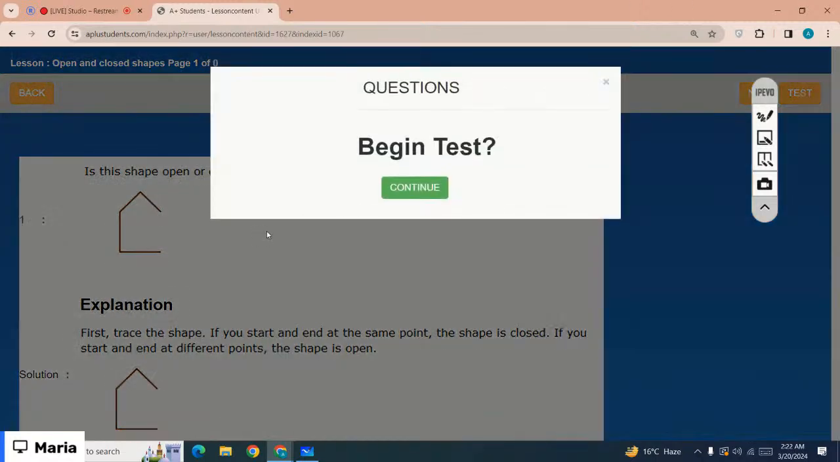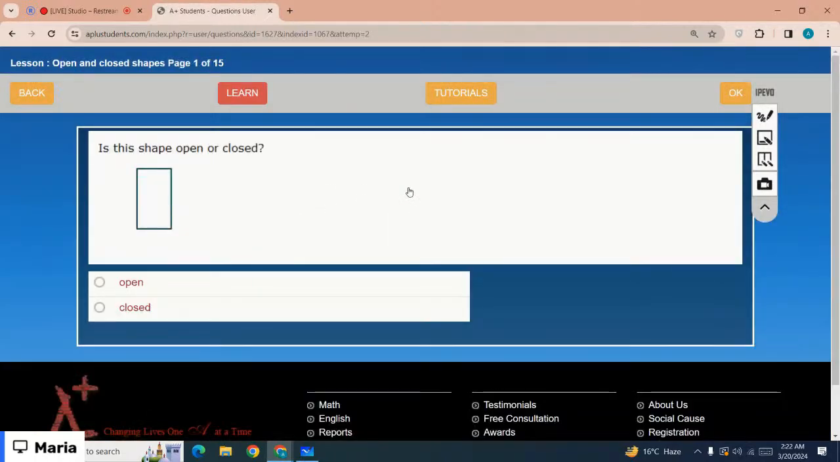If your starting and ending point is exactly the same, that means the shape is closed. And when you trace the shape, if you start and end at different points, that means the shape is open, sorry. Okay, let's start with the first question: is this shape open or closed? Which is the correct option?